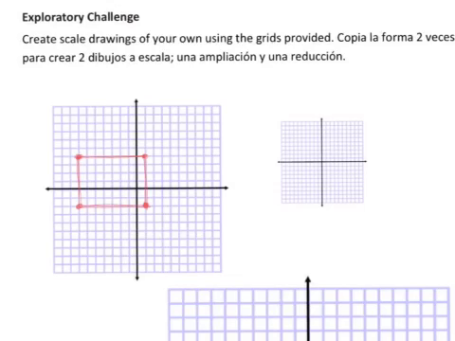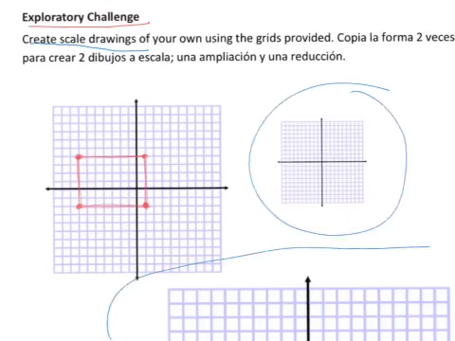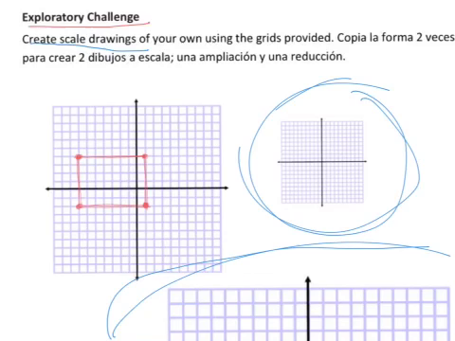In this exploratory challenge, it says here we need to create scale drawings of your own on the grids provided. So there are some grids here, a small one and a large one, and we're going to create scale drawings of our own. We're going to copy the form twice, so copy the image twice. Okay, so we're going to put this rectangle on this coordinate grid by following how many boxes each point is away from the origin.